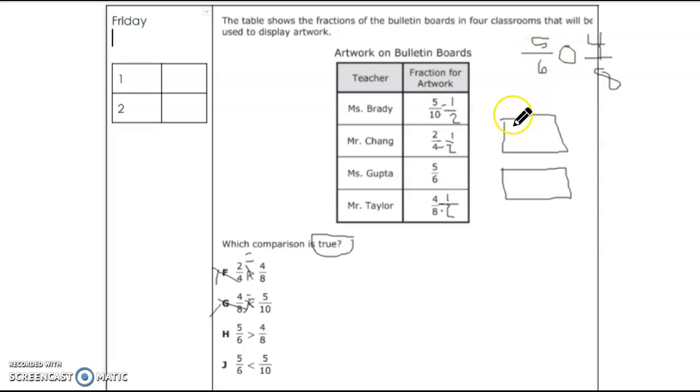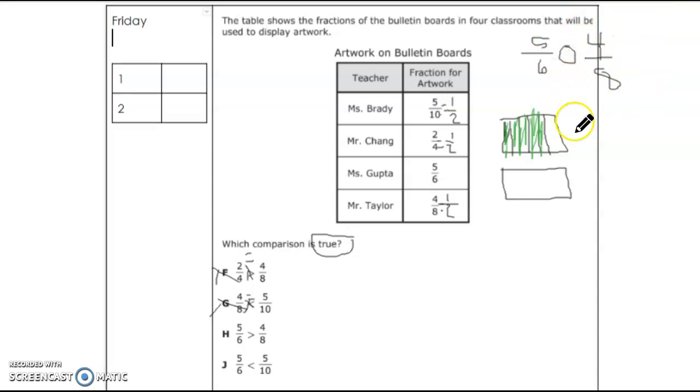So this one, the denominator is 6. So I'm going to make my whole 6 pieces. So I've got 1, 2, 3, 4, 5, 6, and I can shade in 5 of them. I'm going to use a different color for that so that you can see it a little better. 1, 2, 3, 4, and 5. Okay, that makes sense because 5/6 is almost one whole. It's just 1/6 away from being 6/6.